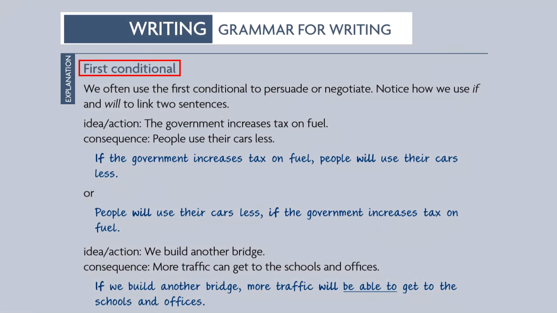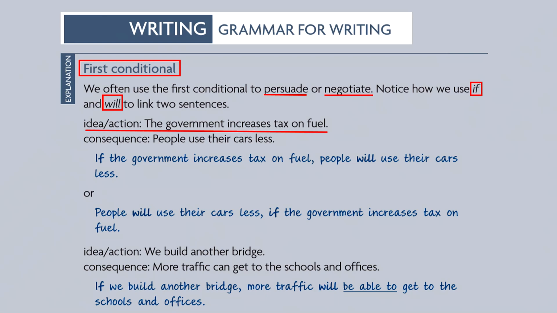First conditional. In this lesson, we'll learn how to write first conditional. We often use the first conditional to persuade or negotiate. Persuade means to convince someone, and negotiate means to obtain something by having a discussion. Notice how we use if and will to link two sentences. Look at the idea or action.